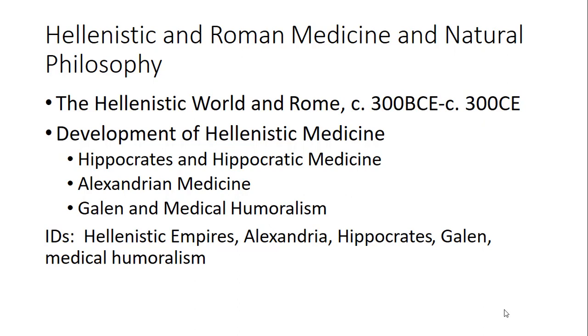We're going to start by talking about the Hellenistic world and what that is, and then also the development of the Roman Empire and its relationship to the Hellenistic world. Then we turn to the development of Hellenistic medicine, and actually go back to the classical period and look at Hippocrates and Hippocratic medicine, then turn to Alexandrian medicine during the Hellenistic period, and then turn to Galen and his system of medical humorism that develops during the Roman period. And then the IDs are Hellenistic empires, Alexandria, Hippocrates, Galen, and medical humorism.